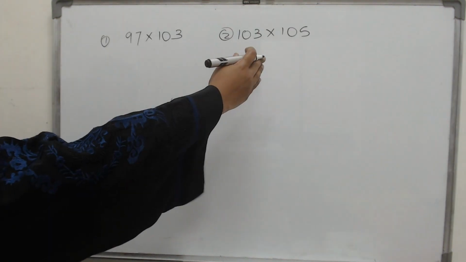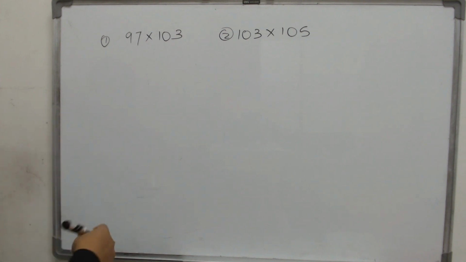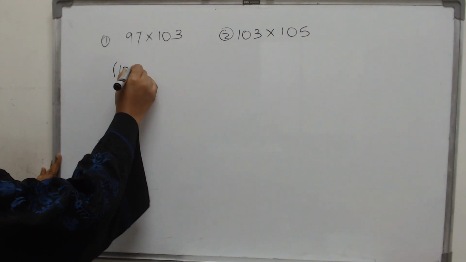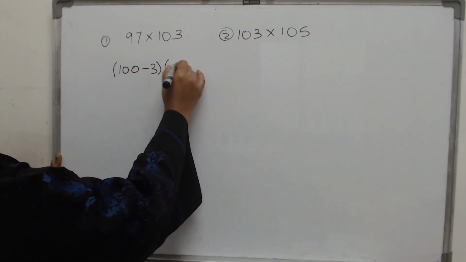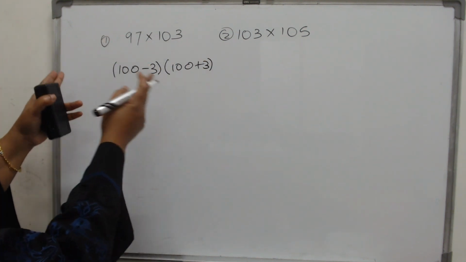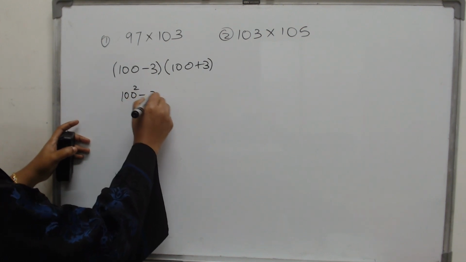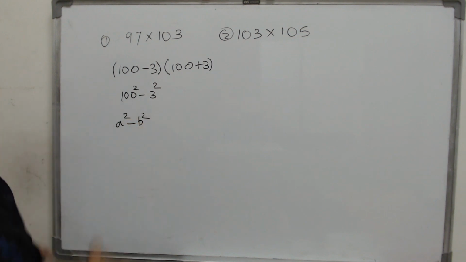Now look at these two questions. In the first question you have two different factors. Let us try expressing it in terms of the nearest multiple of 10. Then we have 100 minus 3 into 100 plus 3. That means what? Two numbers added and subtracted. So this is 100 square minus 3 square, which is of the form a square minus b square, right?